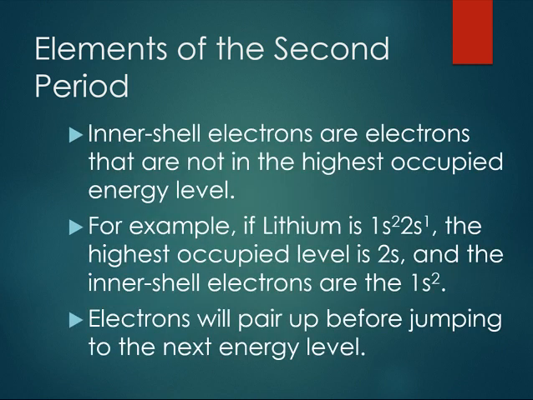The inner shell electrons are electrons that are not in the highest occupied level. For example, lithium is 1s2, because it has 2 electrons in the 1s orbital, and then 1 electron in the 2s orbital. The highest occupied level is 2s, and the inner shell electrons are the 1s2 electrons. Electrons will pair up before jumping to the next energy level, for sure.